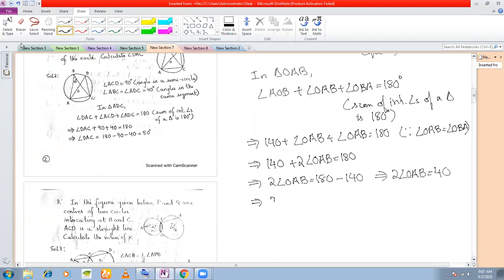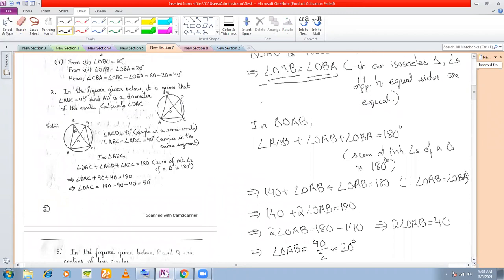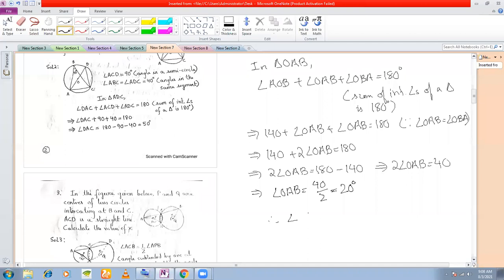That means twice angle OAB is equal to 40. That means angle OAB is equal to 40 by 2, which is equal to 20 degrees. So OAB, what have we got? These two angles are equal to what? OAB and OBA both are equal to 20 degrees. Therefore, angle OAB is equal to angle OBA is equal to 20 degrees. Okay. So that is what we had to find out here.